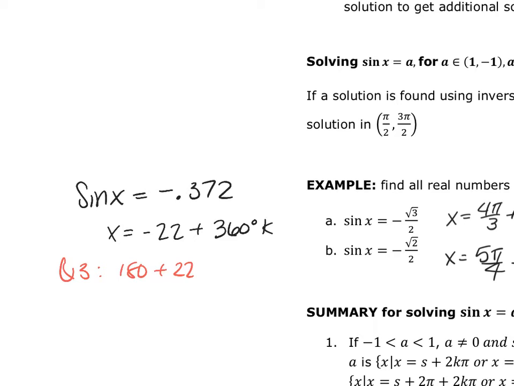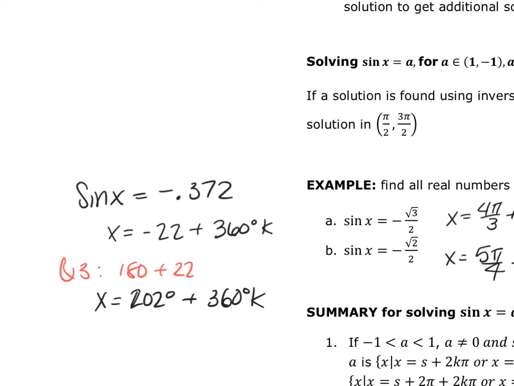So I do 180 plus that 22, so my other value is what? 202, and then plus 360k. Fred, did you have a question? Yeah, so you just rounded it from 21.8 to... Yeah, because I asked for the nearest whole degree.